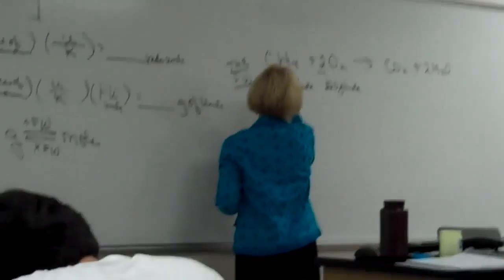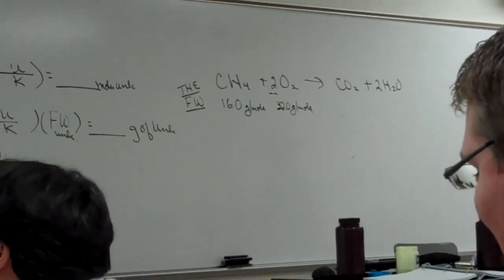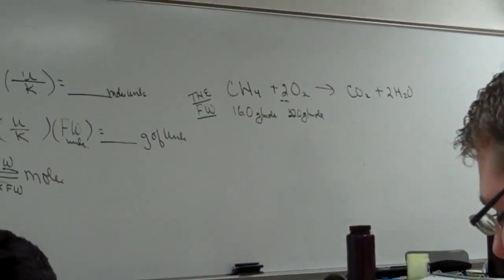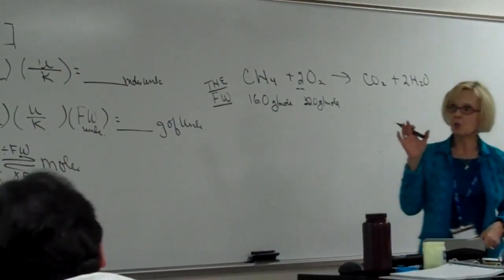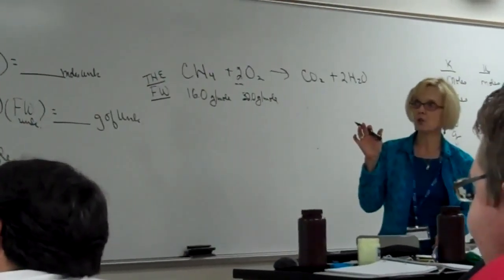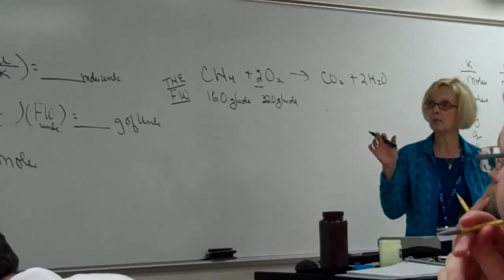Now, let's leave this part here because those formula weights don't change. They've kept us with the same formula. And let's see what they say now. Let's read together here. How many grams of methane is required to completely react with 96 grams of oxygen?